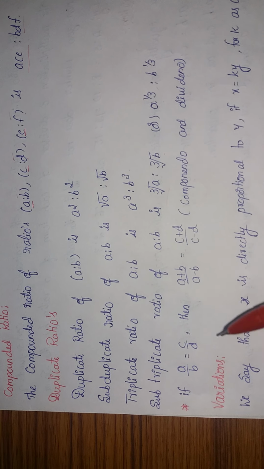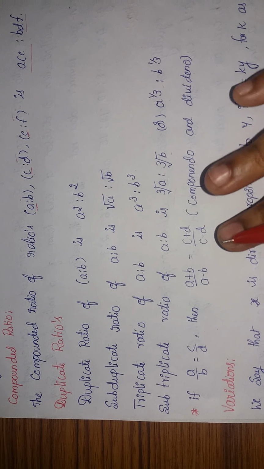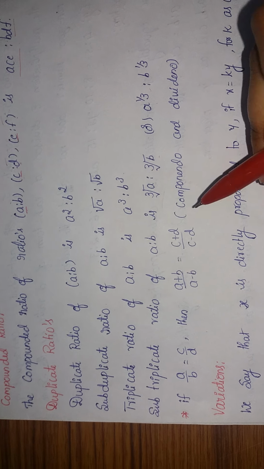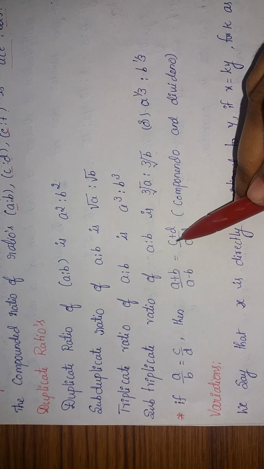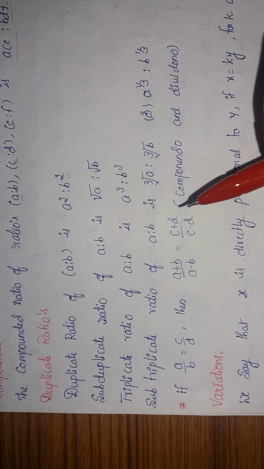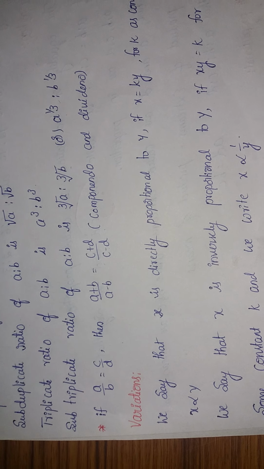If A by B is equal to C by D, then by using the componendo and dividendo rule, we can write this ratio as A plus B by A minus B is equal to C plus D by C minus D. Next, we have some variations in proportionality.